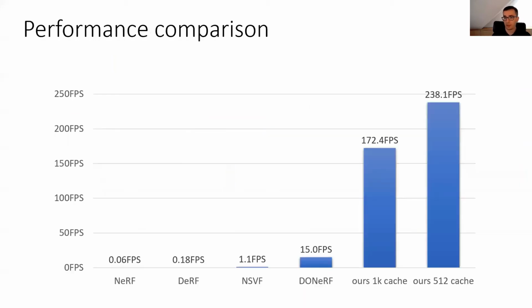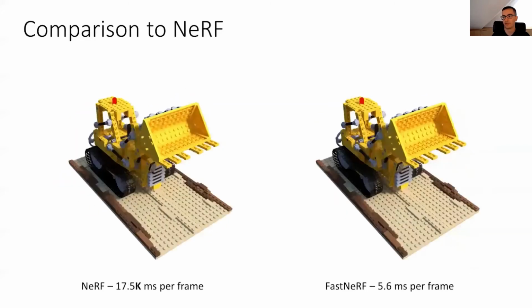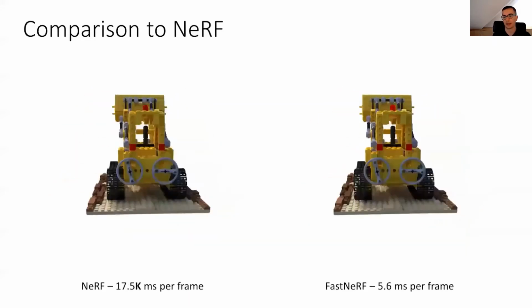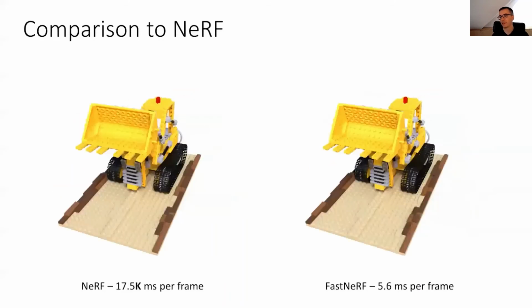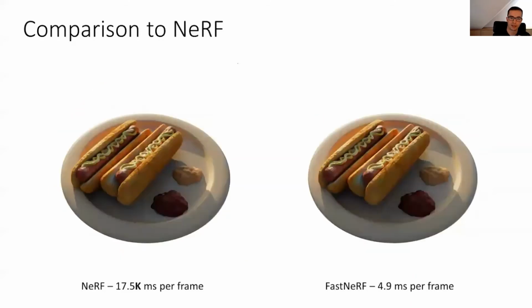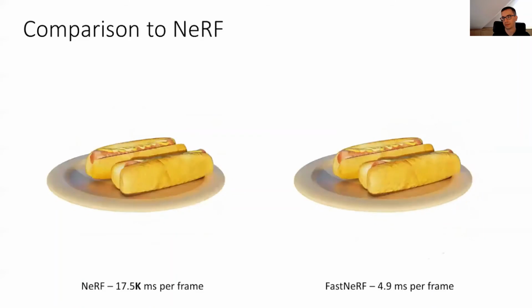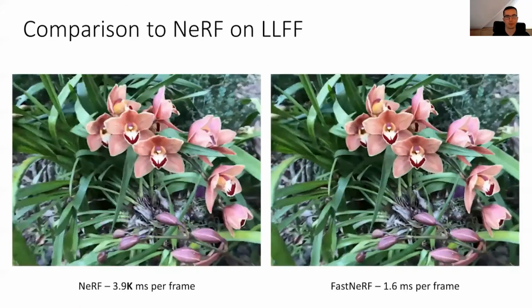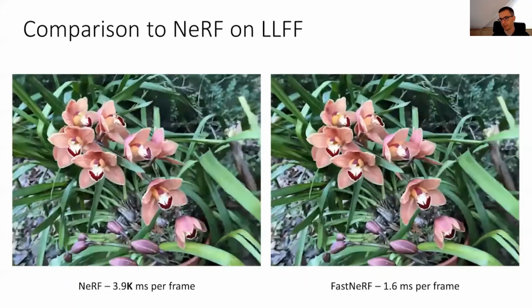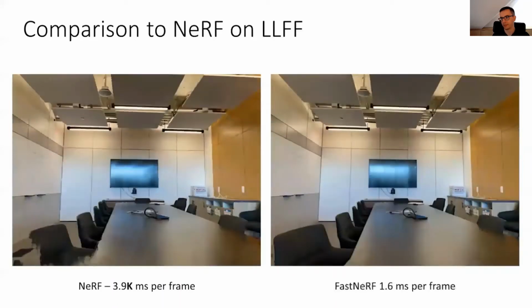Now, if you look at the performance we get with this method, it is around 3 orders of magnitude faster than original NeRF, at least an order of magnitude faster than any approach prior to this one, allowing us to render out hundreds of frames per second. Here are some comparisons of NeRF on the left, taking 17 seconds in this case, and FastNeRF on the right, taking just 5 milliseconds. And here are some more comparisons on real data.